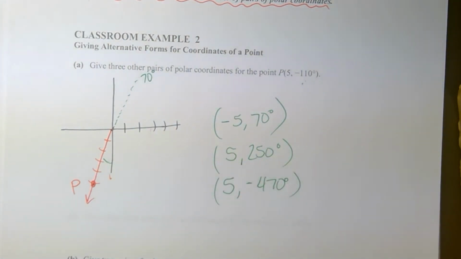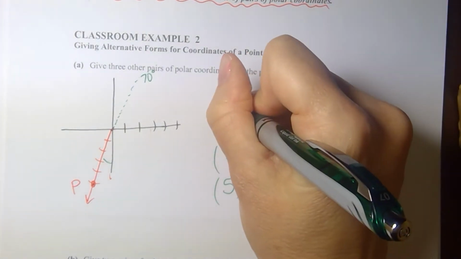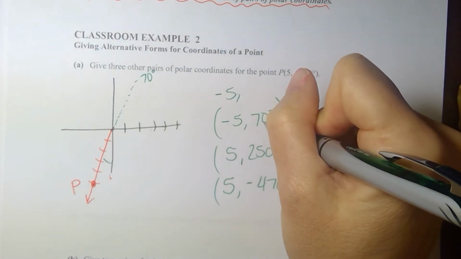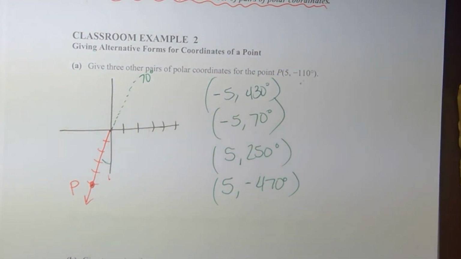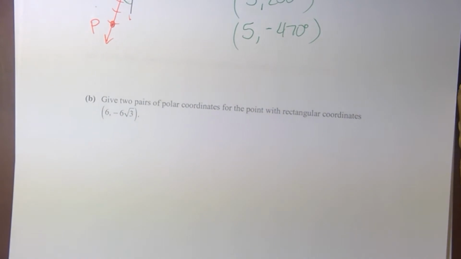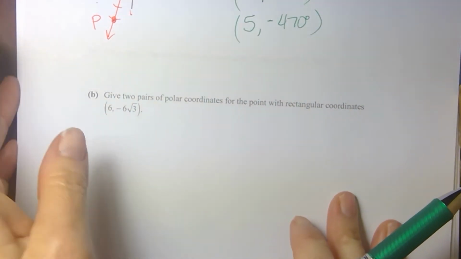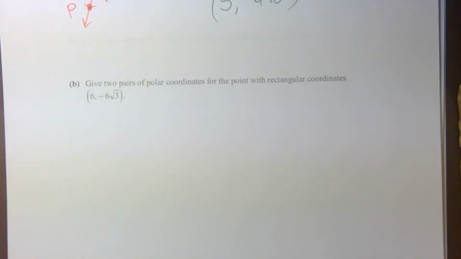I'm just going rotation-wise. And then I could rotate from there. I could do negative 5, 360 plus 70 is 430 degrees. And there's 4 instead of 3 other pairs of polar coordinates. So you can see how you can just go rotations either direction to find more pairs of polar coordinates.